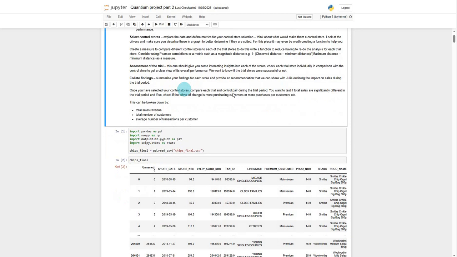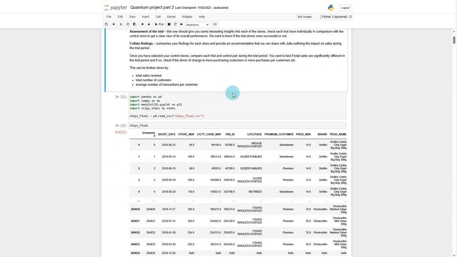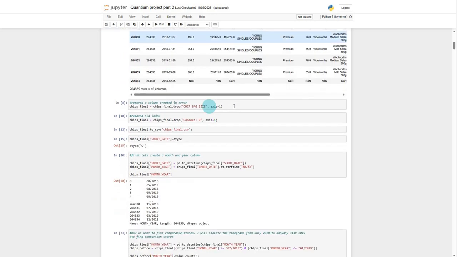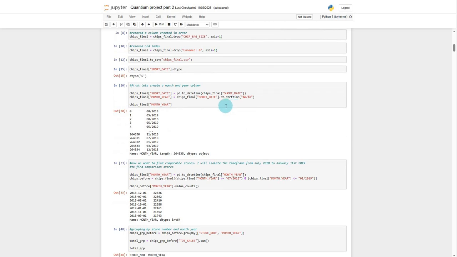So getting into it, again, importing the same packages: pandas, numpy, matplotlib, and scipy stats, and then loaded in the CSV. I noticed there were some columns that came over that I didn't want, so I removed those. I created a new date column, just the month and year. They didn't want a daily comparison. They wanted a whole month to month comparison. So I got rid of the dates and just lumped it into the month and year.